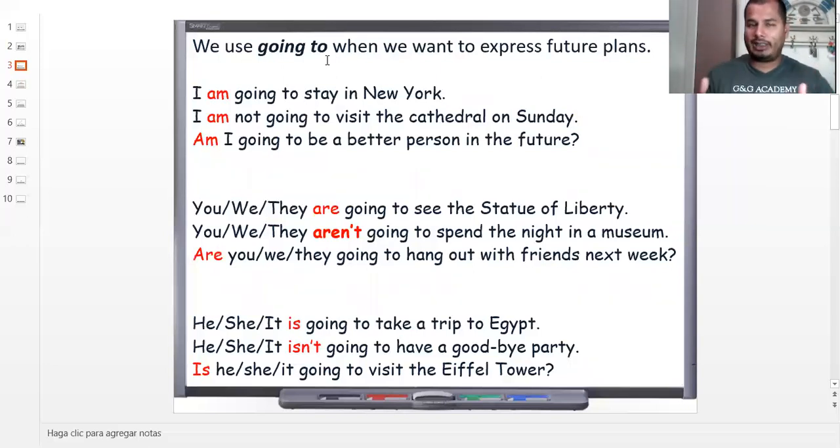If I have a plan, you say, I am going to. I am going to. For example, I am going to stay in New York, okay? If that is not your plan, or if you don't have a plan, you say, I am not going to. For example, I am not going to visit the cathedral on Sunday. I am not going to go, or I am not going, okay? I am not going to visit the cathedral on Sunday.